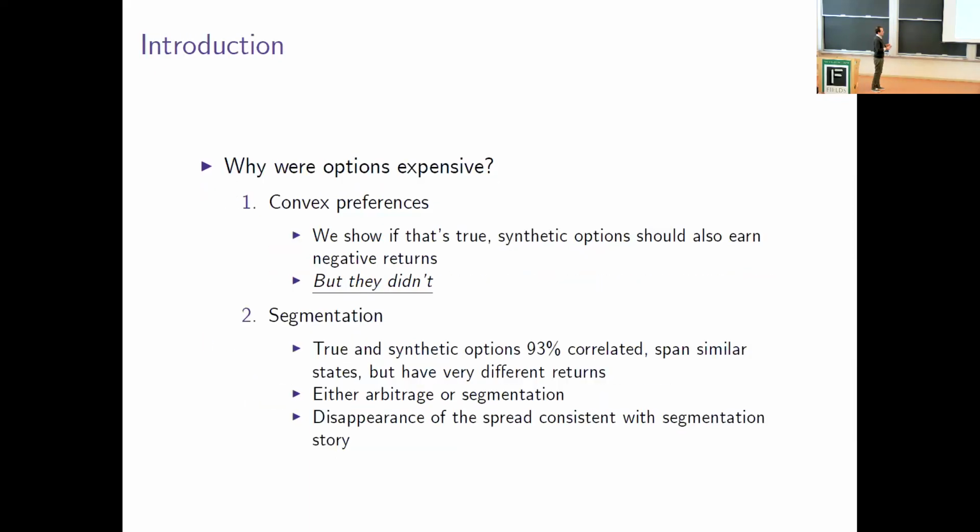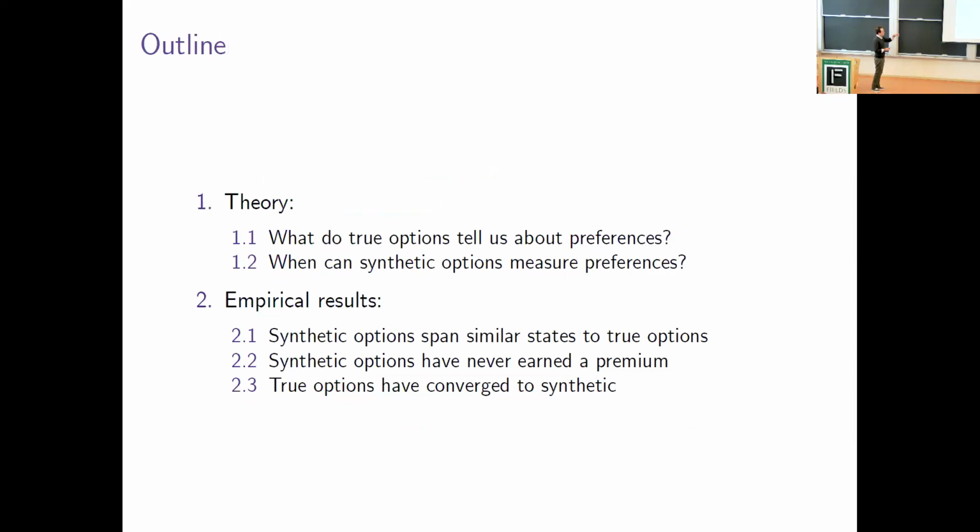What I'm going to do is first develop some theory just to help structure this a little bit, to look at what true options can tell us. When you look at stock options, at returns on options on the S&P 500, what does that tell us about investor preferences, about marginal utility across states?